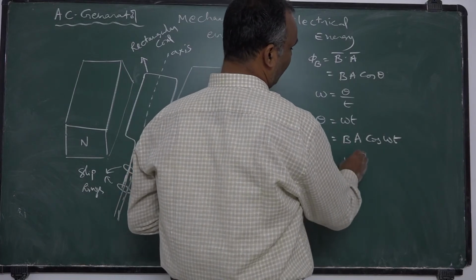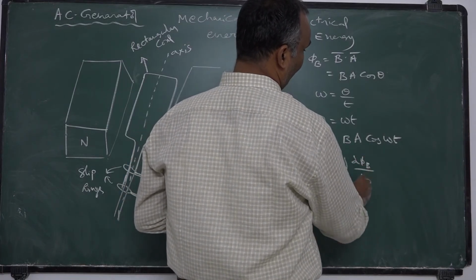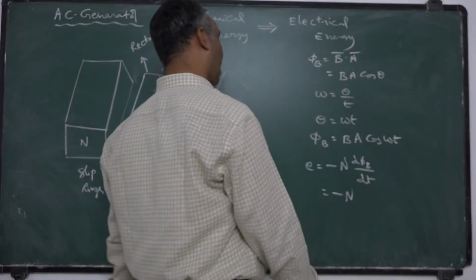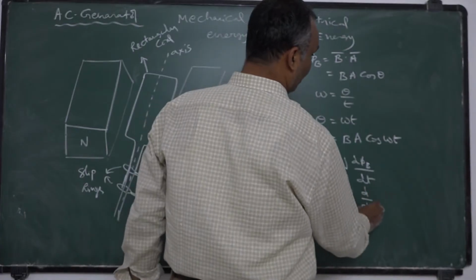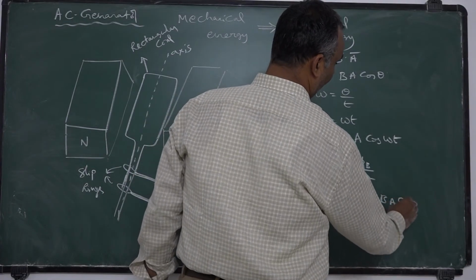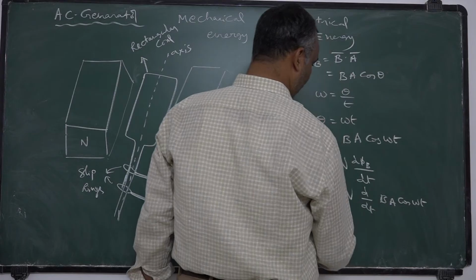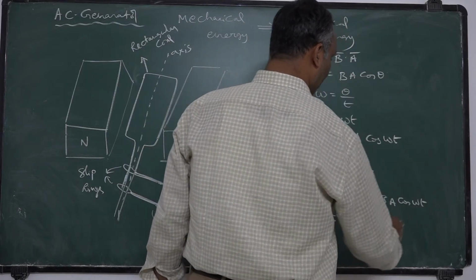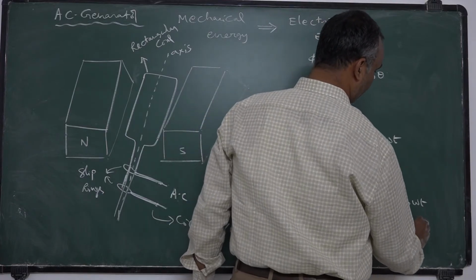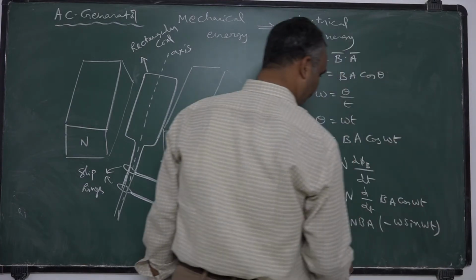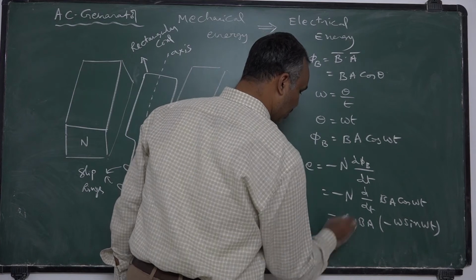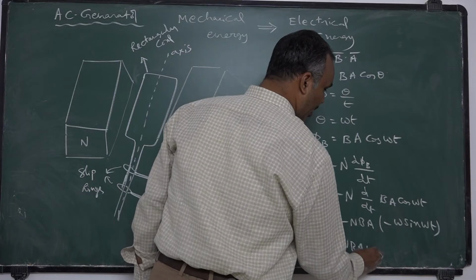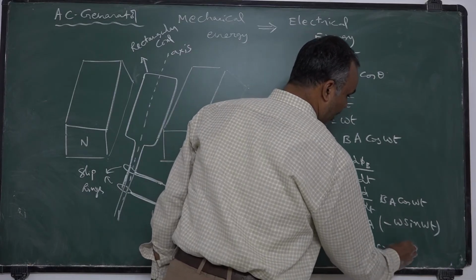EMF developed is given by N into d phi B by dt. This is the general formula. N is the total number of turns available on the rectangular coil. N into d by dt of BA cos omega t. So minus NBA, the derivative of cos omega t is minus omega sin omega t. So minus into minus becomes plus. The EMF developed is NBA omega sin omega t.